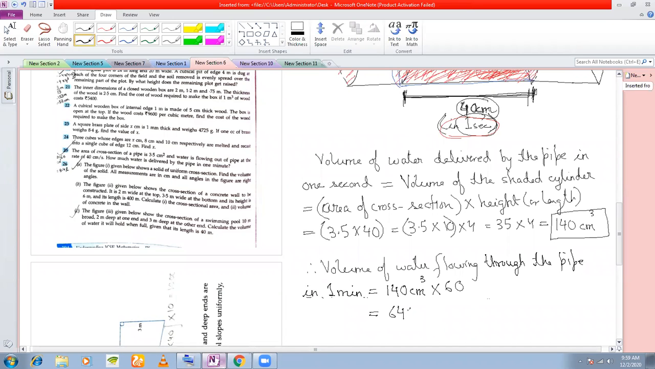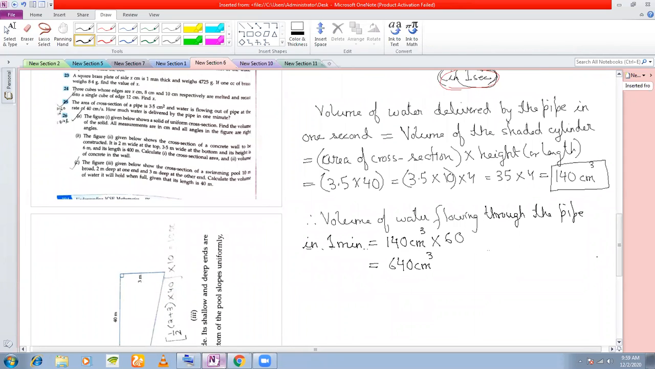640 centimeter cube. Right? Any question till this part? This is the volume of water flowing.